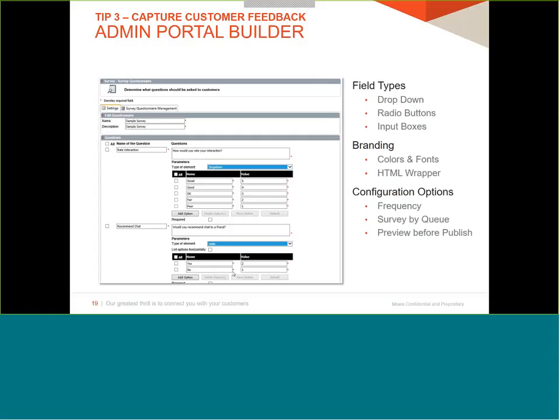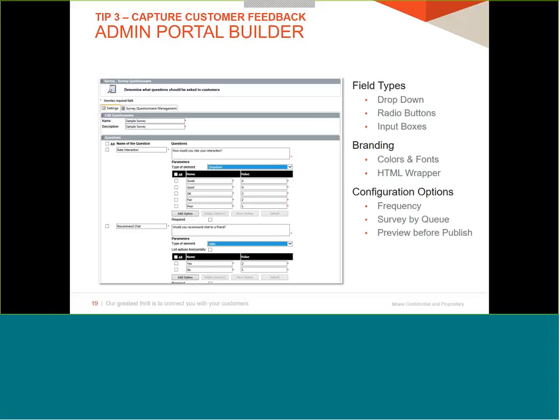You can allow your customers to rate things on a scale of 1 to 5. How efficient was the agent? Do you consider them good, great, fair, poor? Would you recommend chat to a friend, right? Those can be simple yes and no types of solutions.